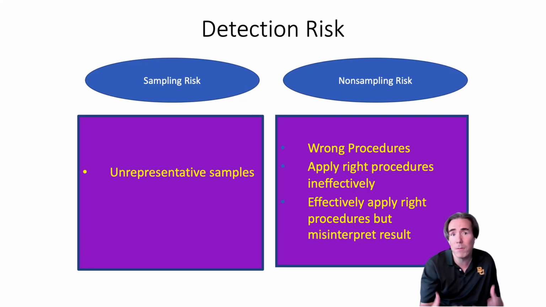In essence, another way to frame that is the only way an audit procedure is effective is if you pick the right procedure, you apply it correctly, and you interpret the results correctly. If any one of those three fail, then you're going to have an audit failure or a failure to detect. And so these are the sources of detection risk. You need to be able to identify all the sources within the audit model.